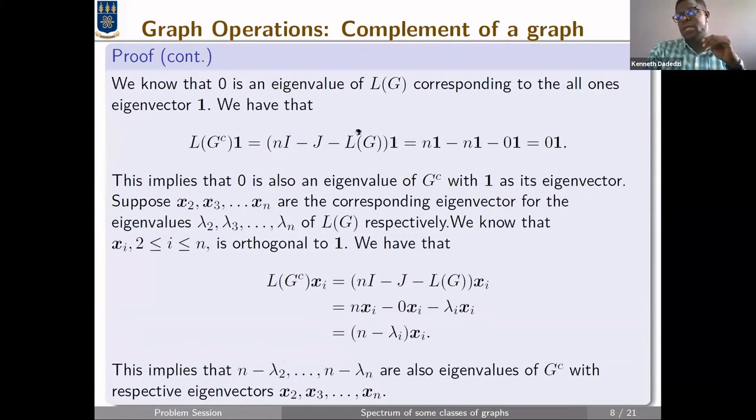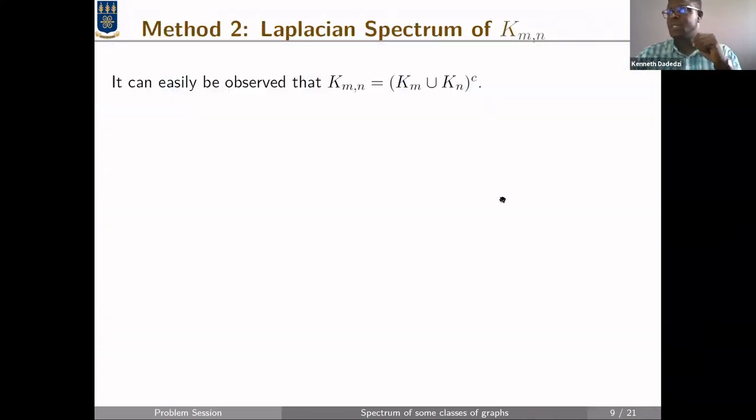Then checking whether the all ones vector is an eigenvector: applying this to the all ones vector, we have n minus 1, and this will give us that. So n minus n gives 0 as the eigenvalue. So you can see that 0 is also in the spectrum of its complement. To find the others, since all these eigenvectors are orthogonal, we know that all the other eigenvectors, if they exist, should also be orthogonal to the all ones vector, right? What happens?